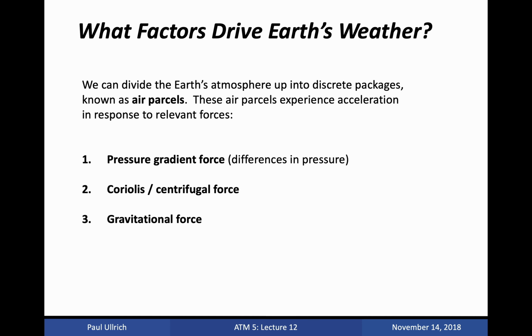So the three forces that act on these air parcels and consequently can give rise to motion of the atmosphere are the pressure gradient force, which occurs because of differences in pressure in two geographic locations, the Coriolis and the centrifugal force, and the gravitational force. We're going to see that in the horizontal direction, that is, for movements horizontally, the first two are the most important, whereas for vertical motions, the first and the third are the most important.